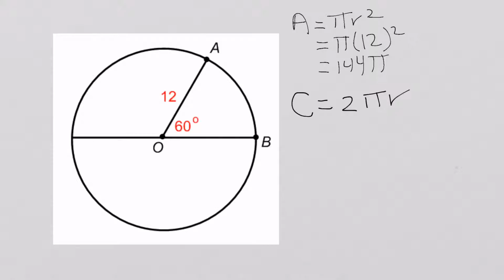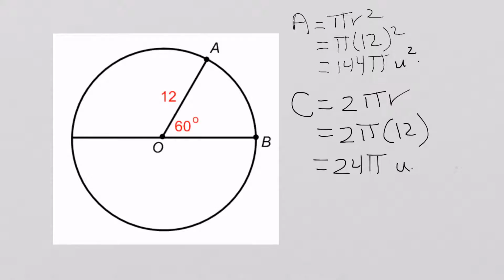And let's go ahead and do that. So we would have 2 pi times 12, and we would get 24 pi. And that would be units. That is the distance all the way around the circle.